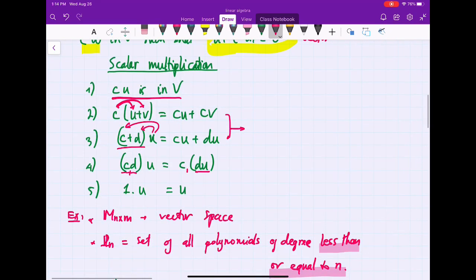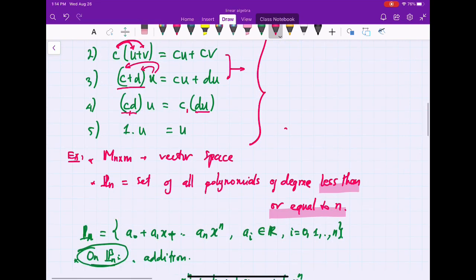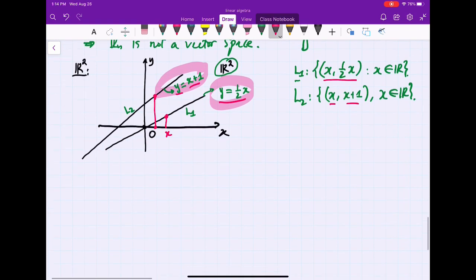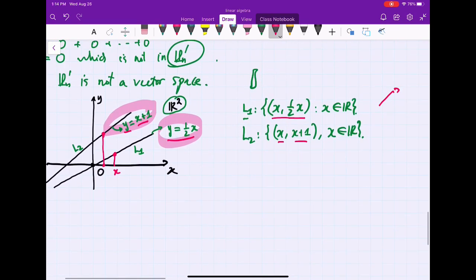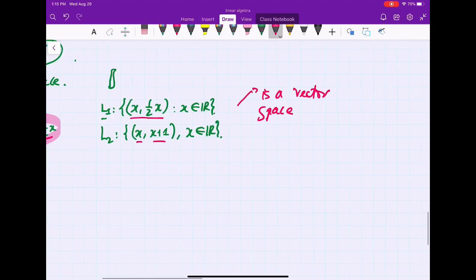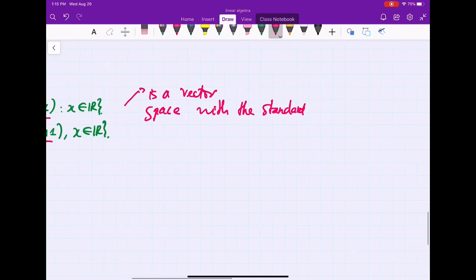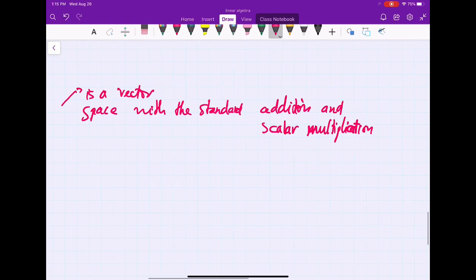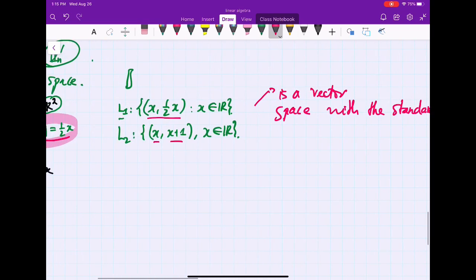Similarly, you may check all these properties. That means L1 is a vector space, right? With standard addition and scalar multiplication in R2. So we are good, okay? L1 is a vector space.